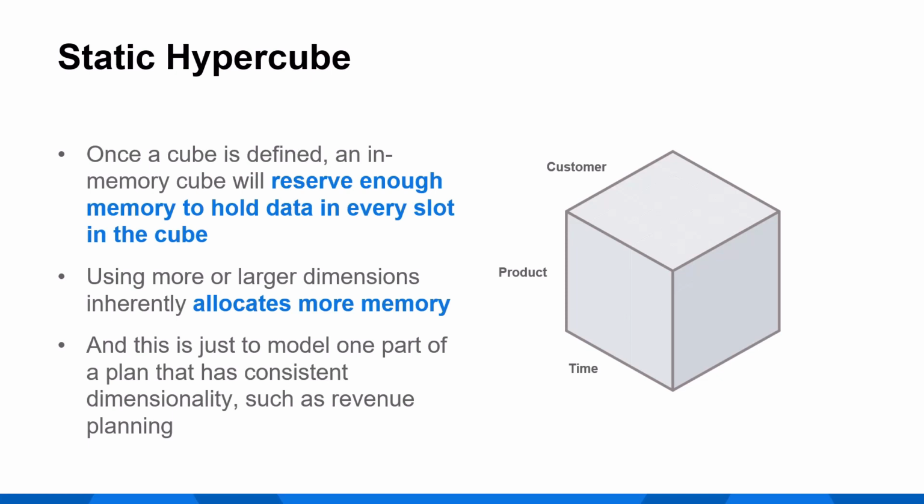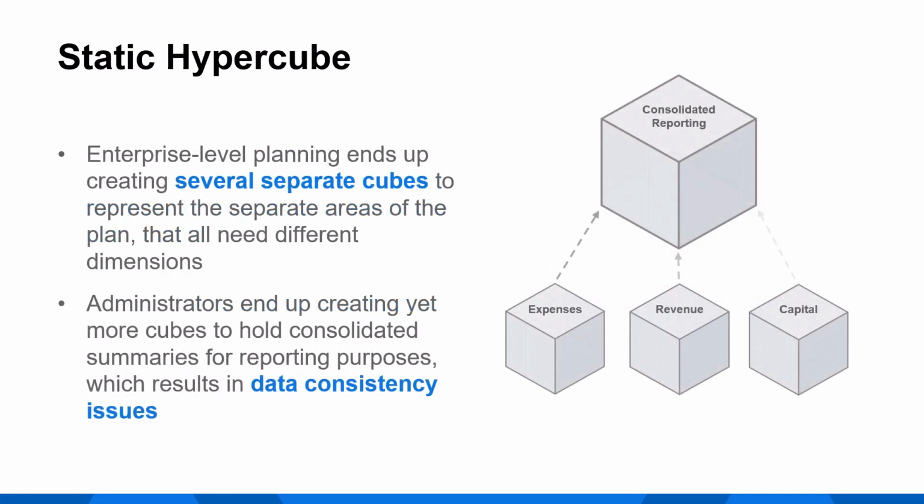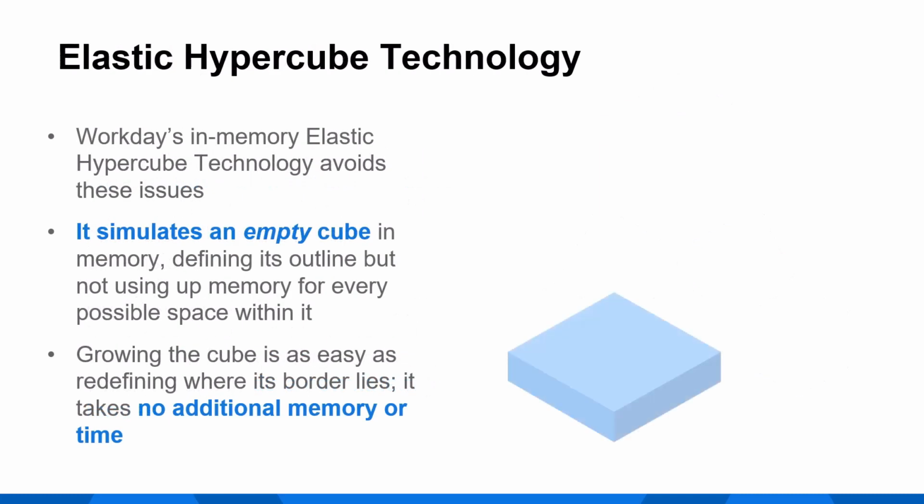This makes it difficult to change the dimensions on a cube once it's defined, and due to the multiplying effect of Cartesian combinations, the cube can grow very large very quickly, easily reaching the physical limit of memory available on a server. And each cube only represents one part of an organization's plan, so admins end up configuring multiple cubes for different parts of the plan. And with data in different cubes, they need to create consolidating cubes for reporting purposes. Creating all of these different cubes and keeping their dimensions and data in sync is a real challenge.